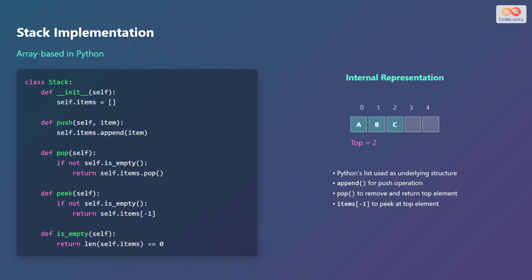The peek method returns the last item in the list, which is the top of the stack, without removing it, again only if the stack is not empty. The IsEmpty method checks if the list is empty and returns true if it is, indicating an empty stack. Here we are using Python's list as the underlying structure. Append is used for push operation. Pop function is used to remove and return the top element. items[-1] is used to peek at the top element.